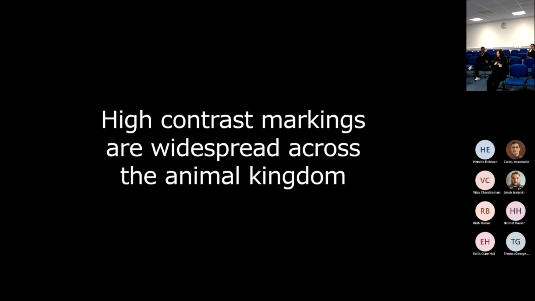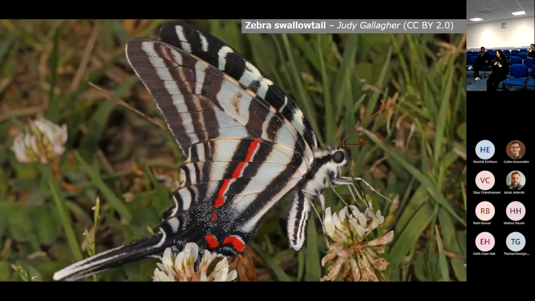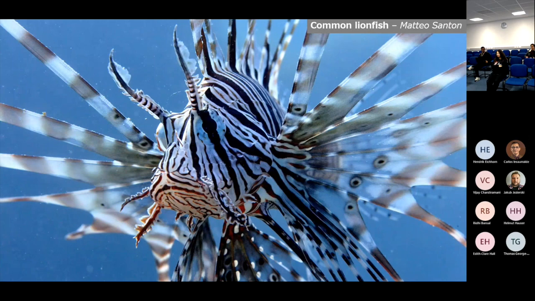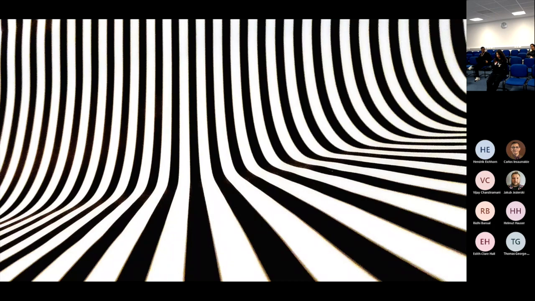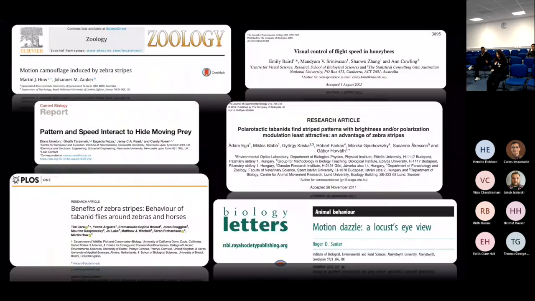And high contrast markings are really widespread in the animal kingdom. We were quite keen to see whether maybe any of these optical illusions might be behind the evolution of things like swallowtail butterfly wings, or this beautiful lionfish that you get out in the reefs, and of course the iconic zebras. We'd spent a lot of time trying to find out whether these high contrast stripes, which are used in all sorts of optical illusions, actually do anything to visual systems in nature.